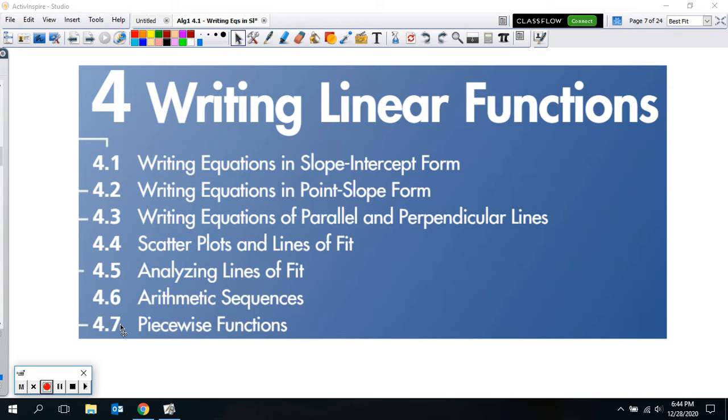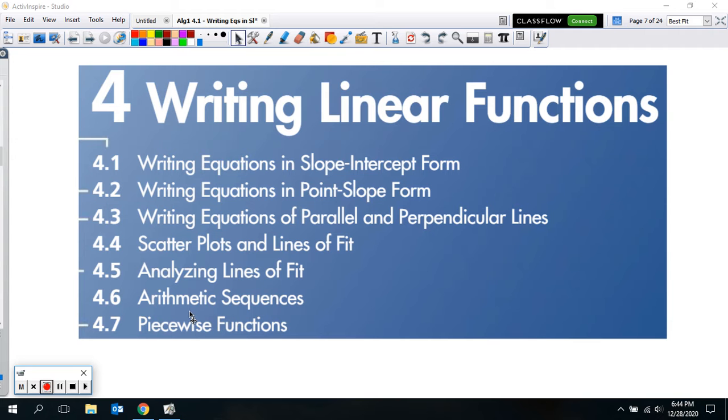And so the main part of Chapter 4 is kind of the first 3, where we're looking at going back to linear functions. We're writing them. We're writing equations in slope-intercept, point-slope form, and then looking at some parallel and perpendicular lines there in 3. Then we get into some other things also kind of pertaining a little bit to some linear functions as well.